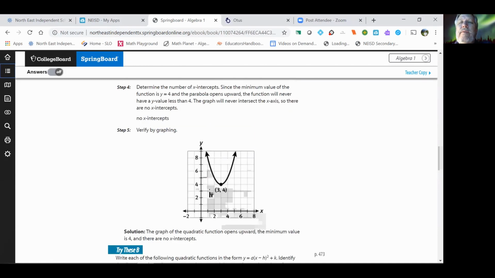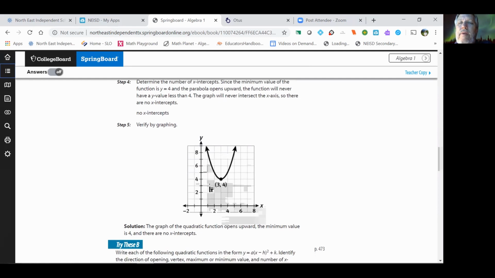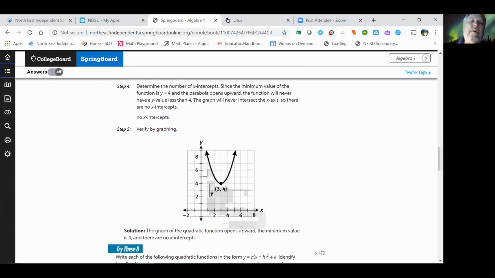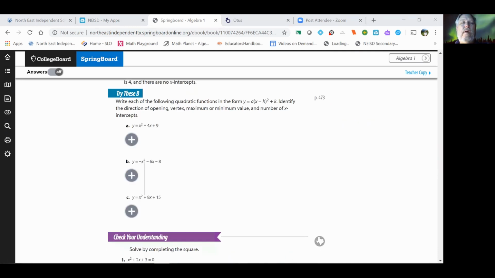One thing to note, if this has a positive a value, which means it's a happy flower, it's opening upward, and it has a minimum value that is positive, minimum equals 4, that means it will not cross the x-axis at all. So therefore, there are no solutions. Try these B.